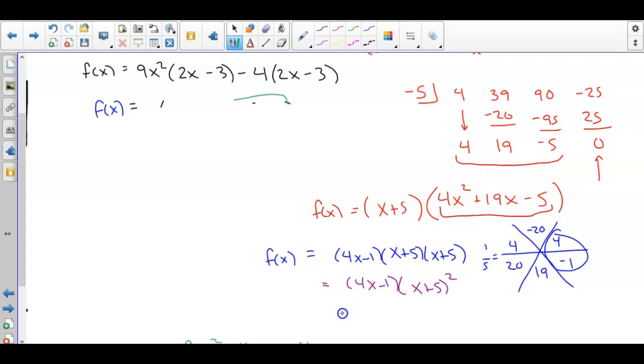Figuring out where this graph crosses the x-axis, we already knew that this graph crossed at x equals negative 5. So that is one of my solutions. However, that value, x equals negative 5, we would say has a multiplicity of 2, meaning since this x plus 5 was squared, that fact tells me that my curve is going to be on the x-axis at x equals negative 5. My other 0 would happen if I took 4x minus 1, set it equal to 0, and then solved, and I would get 1/4. So that would be my other answer then.